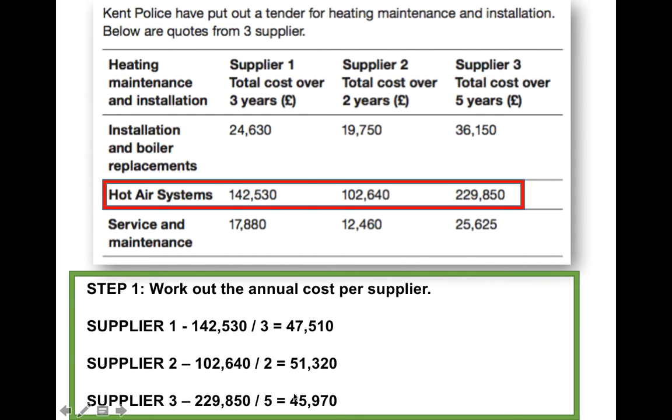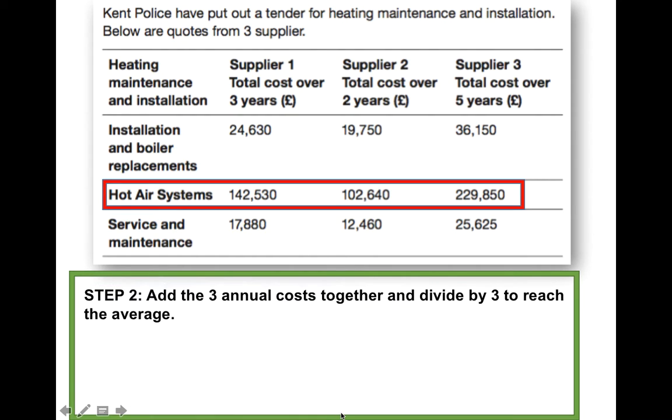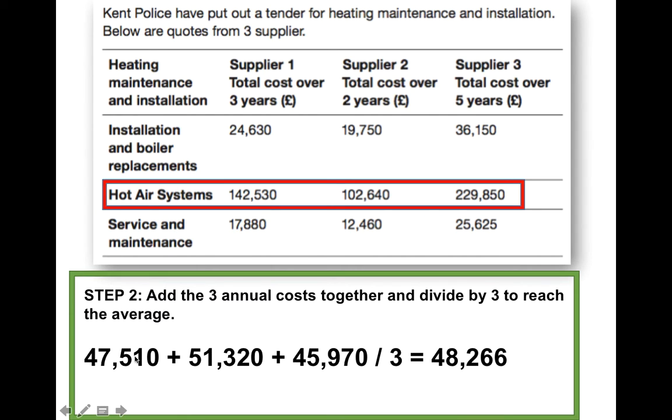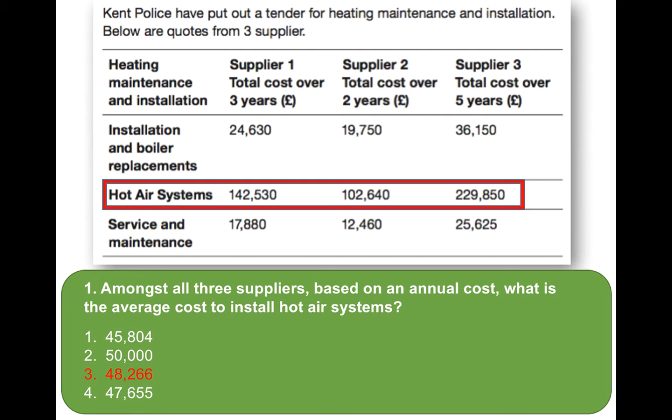And finally, Supplier 3, the total over 5 years, is 229,850. So we have to divide that total by 5 years, which gives us 45,970. Now all we have to do with those final three totals of annual costs is add them together and then divide by 3 to reach the average, because there's 3 suppliers. So 47,510 plus 51,320 plus 45,970 divided by 3 equals 48,266. So the answer to that question is number 3.